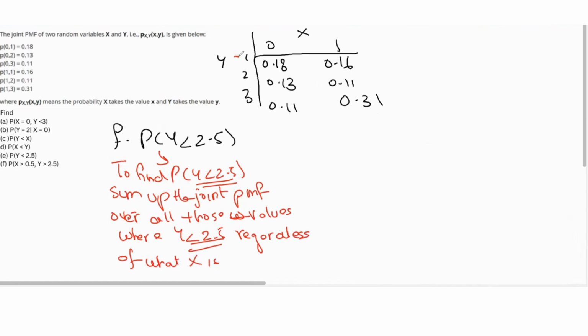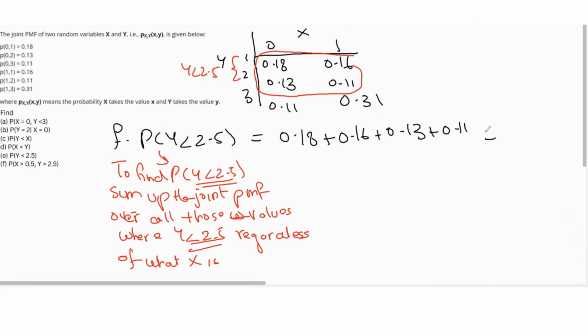So y is less than 2.5 is this, right? y can be 2 or y can be 1. And we're going to sum up the joint PMF of these values regardless of what x is. So we're interested in this entire block, because over here, y is less than 2.5. It's either 1 or 2, regardless of whatever x is. So if we sum them, 0.18 plus 0.16 plus 0.13 plus 0.11, this will turn out to be equal to 0.5. You're just summing up the joint PMF over those values where y is less than 2.5, regardless of what x is.